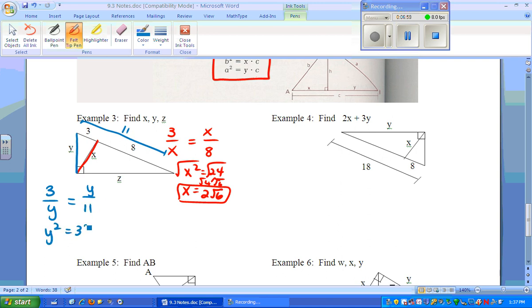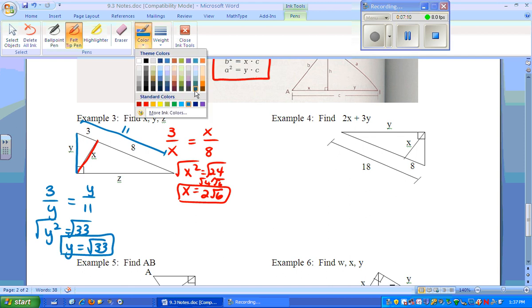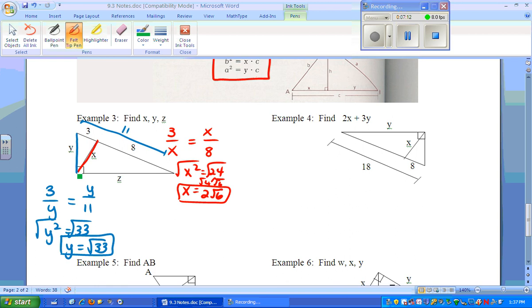Y squared is equal to 33. Unsquare the square. Y equals square root of 33 because 3 and 11 are the only two that go in there. And it's prime. And last but not least, we got Z, which I'll go to green.